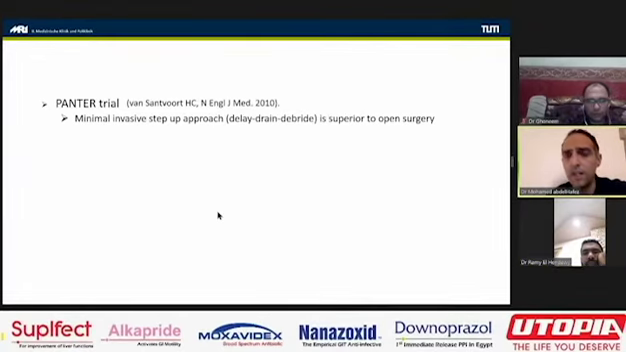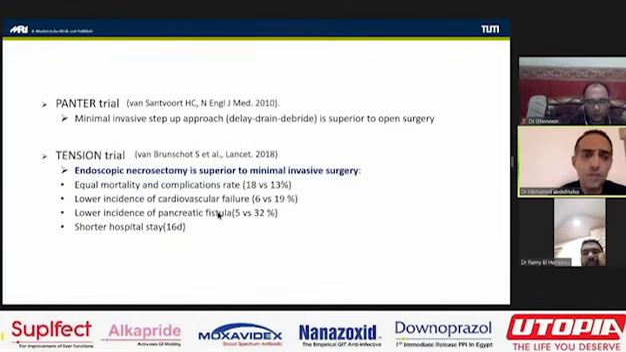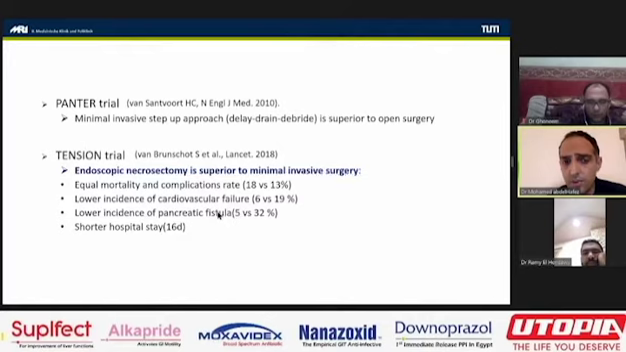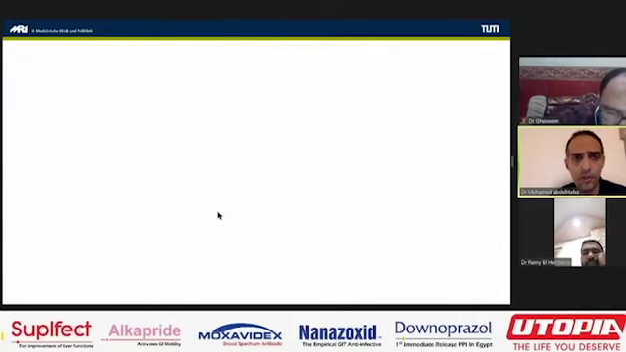It was published in the New England Journal. It's now in the guidelines, no open surgery for such cases. But which is better, endoscopic or minimally invasive surgery? This TENSION trial from the same group was published in The Lancet in 2018. Endoscopic necrosectomy was superior to minimally invasive surgery in which aspects? It has a lower incidence of cardiovascular failure. It has a lower incidence of pancreatic fistula. It has a shorter hospital stay, but it was equal regarding mortality and complications, which shows us that endoscopic necrosectomy is already a better therapeutic modality.